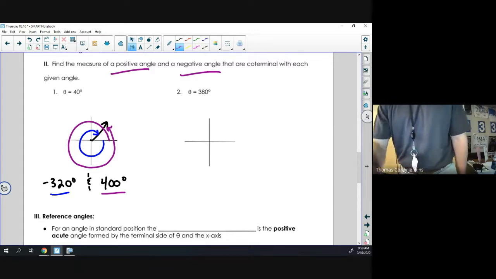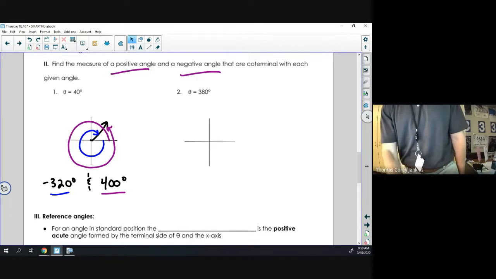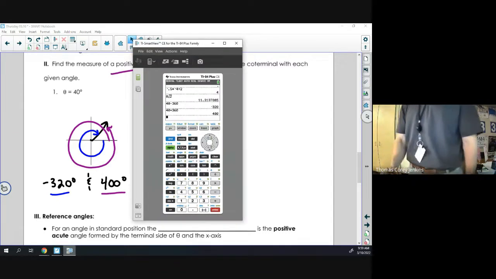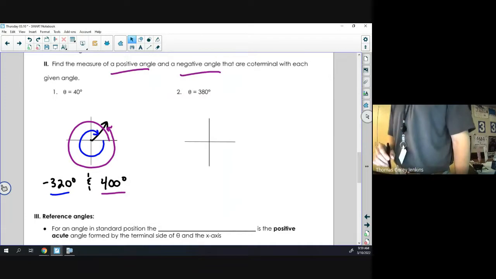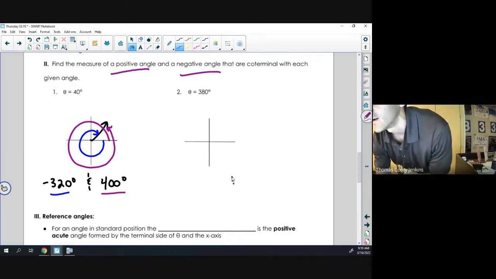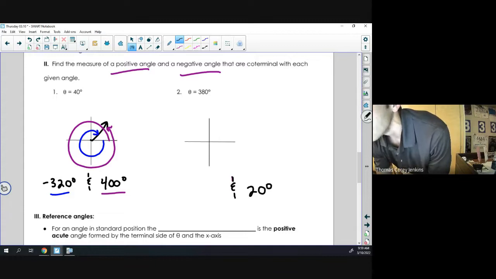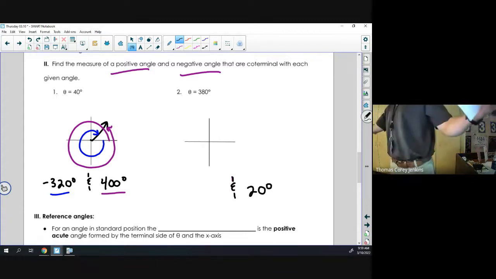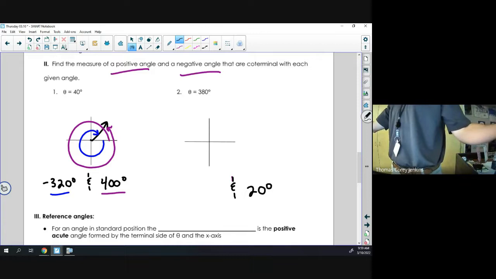Okay, number 2, you might struggle with a little bit more if I told you to find the negative one, because, well, what's 380 minus 360? 20, right? That's positive, so we could use that as our positive coterminal angle. So we'll say 20. But what about a negative one? How could I get a negative one? Any thoughts? What if I did 20 minus 360? Would that work? That would work, right?